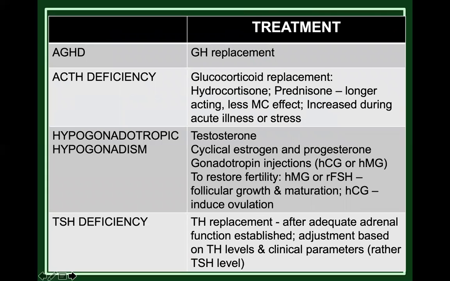Okay, now how do we treat the hypofunctioning? So if you document that there are disorders or deficiencies in the different anterior pituitary hormones, how do you treat, or how do you replace? So for adult growth hormone deficiency, it's growth hormone replacement. Okay, this is injectable. ACTH deficiency, so you give glucocorticoid replacement. Hydrocortisone is the nearest to cortisol, so that's the one that is being used.